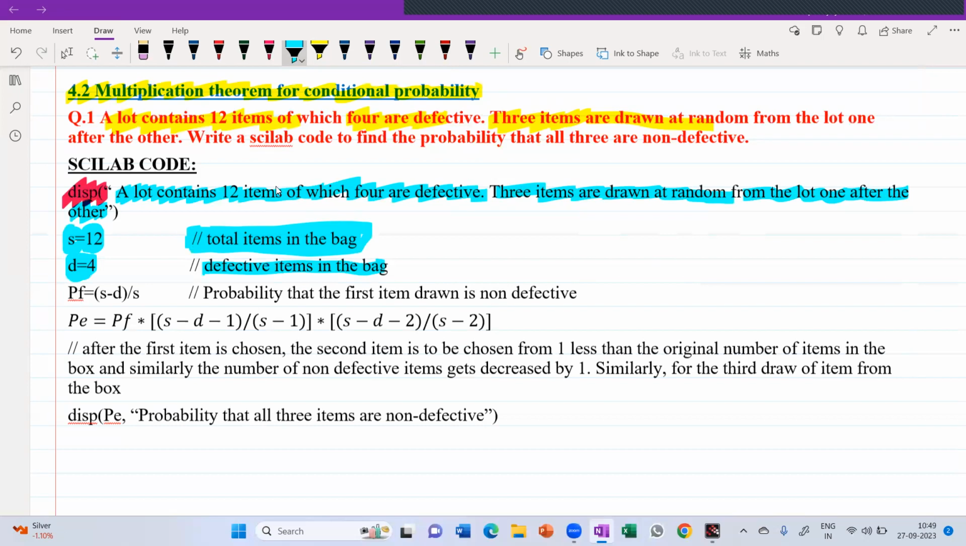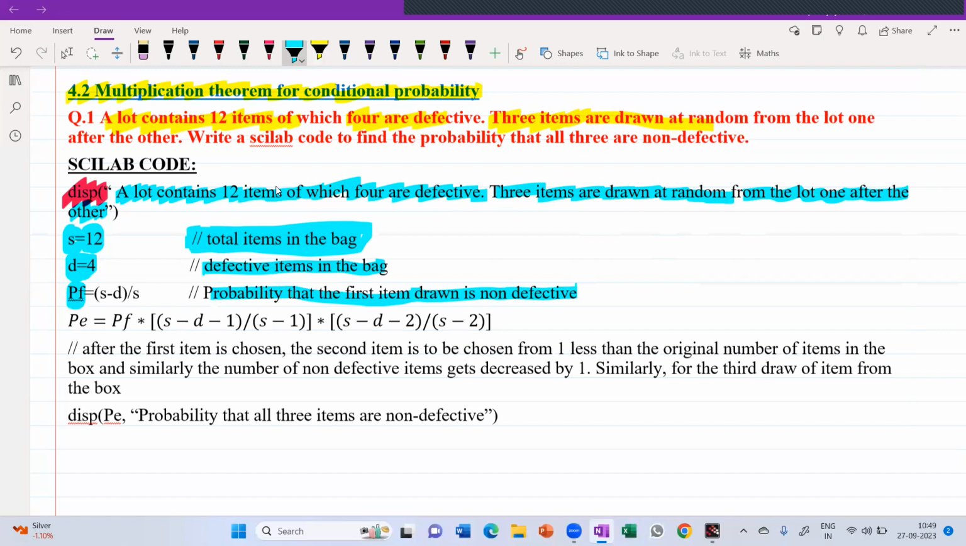We have to draw 3 items and that should be what? Non-defective. All right. So here I have defined one variable, that is PF. PF stands for probability that the first item drawn is non-defective.